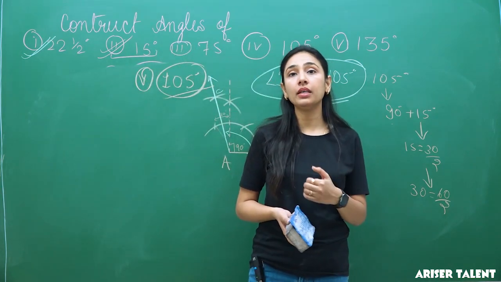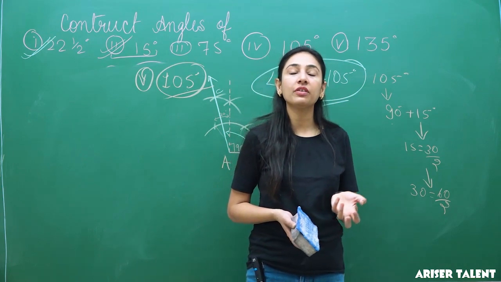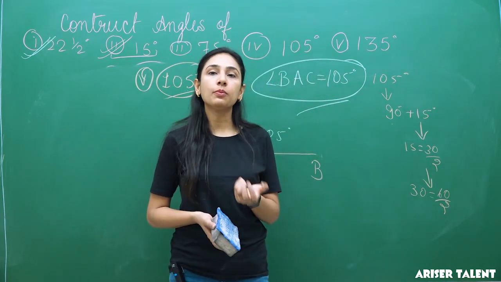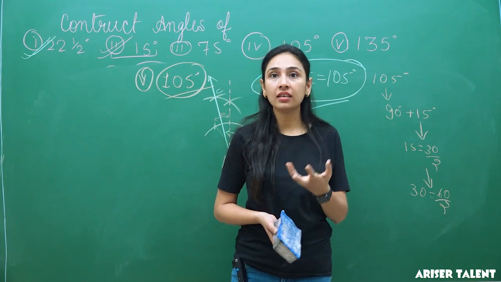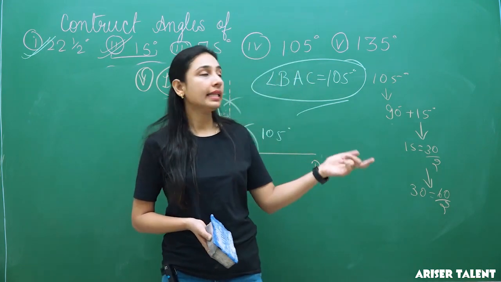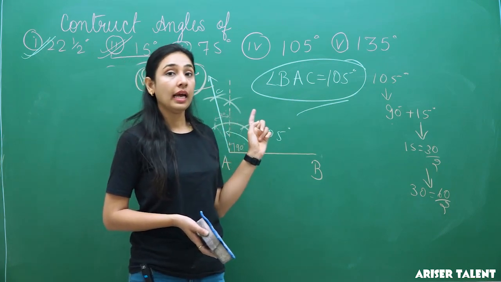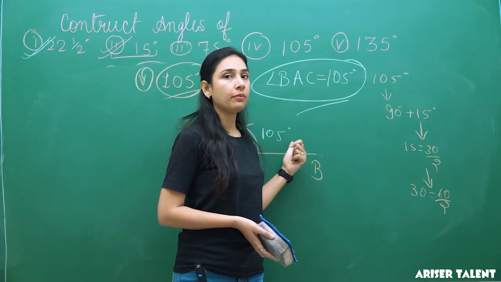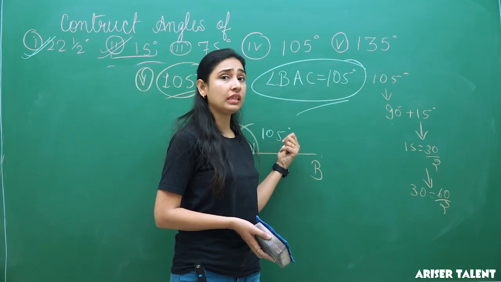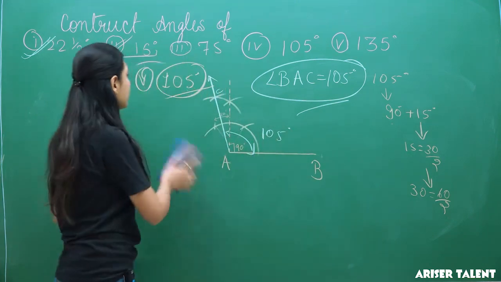Be very specific about it, because in the next lecture we are going to construct triangles, and when we construct triangles, they will be given with some specific angle. Let's suppose in one triangle, one angle is equal to 135 degree. Then I'll just make this angle 135 degree for you, and then you should ask me why we are following these kinds of steps.